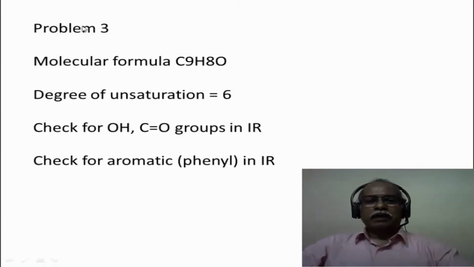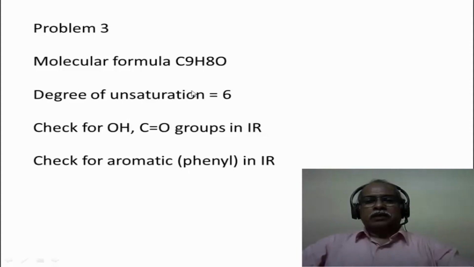This is problem number 3. Earlier in the other module we saw the problem number 1 and 2. In problem number 3, the molecular formula is given as C9H8O. From the molecular formula, one can calculate the degree of unsaturation to be 6. So one can assume that this might be an aromatic compound because of a large degree of unsaturation. Because remember that phenyl ring has a degree of unsaturation of 4.